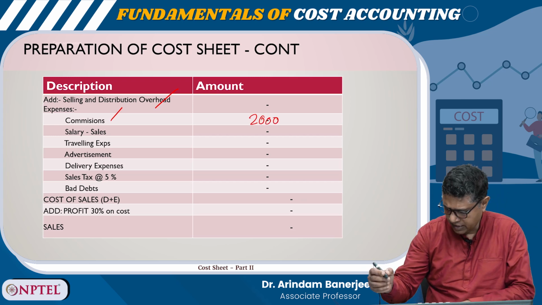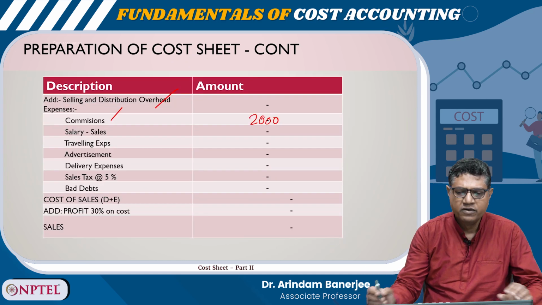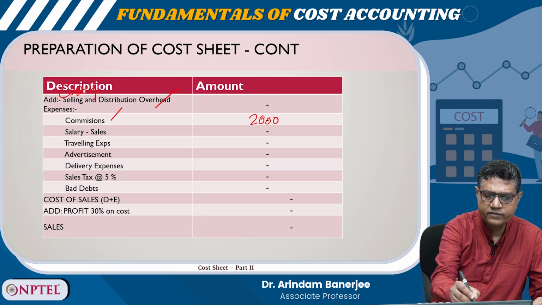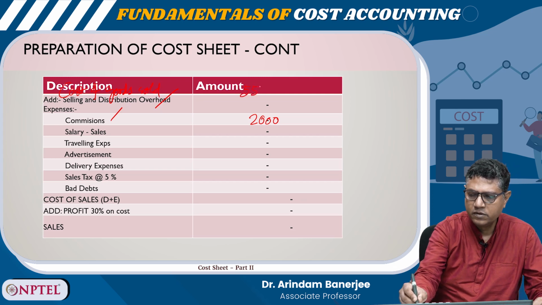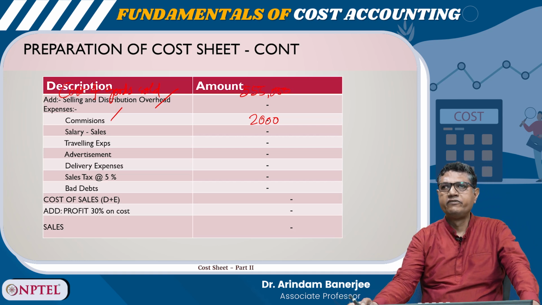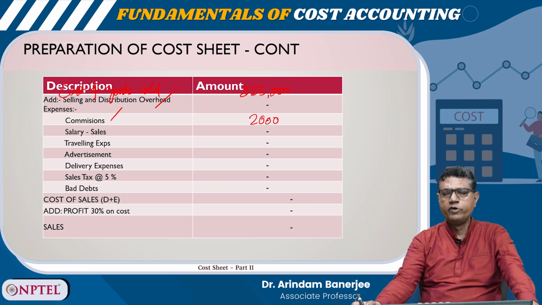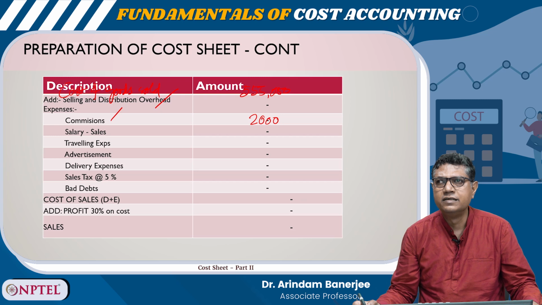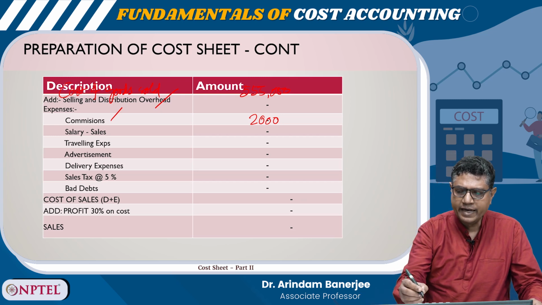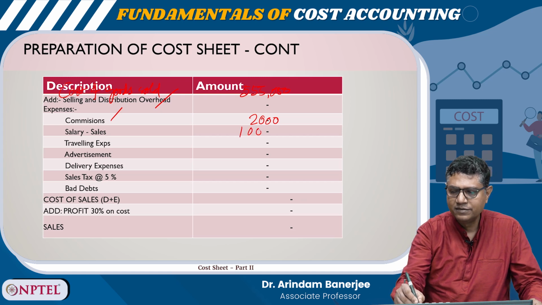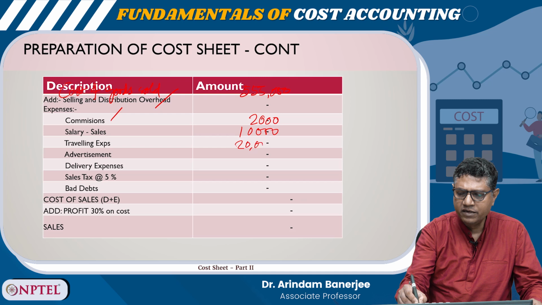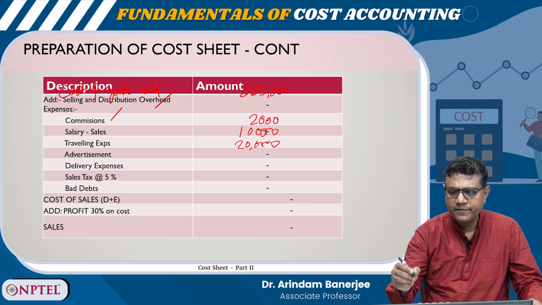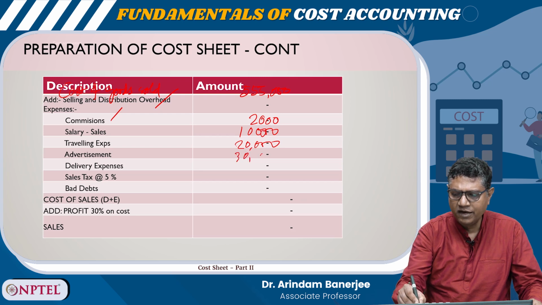Again, for understanding, I am carrying the cost of goods sold, 5,55,000, here, right? So, we are doing this. Now, commissions 2000, sales salary you can take as say 10,000. Traveling expenses I am taking another, because the salesmen need to travel. Advertisement I am taking say 30,000. Delivery expenses I am taking say 3,000.